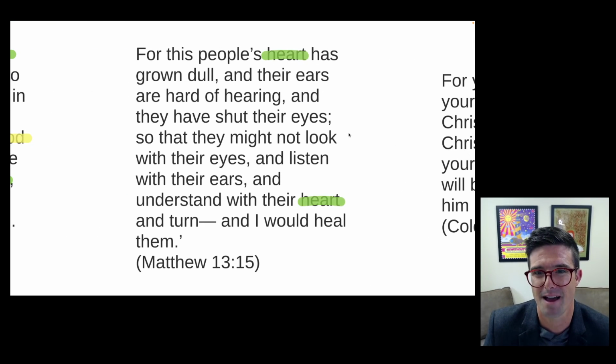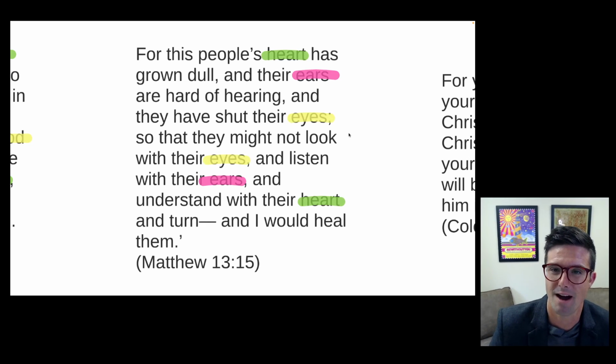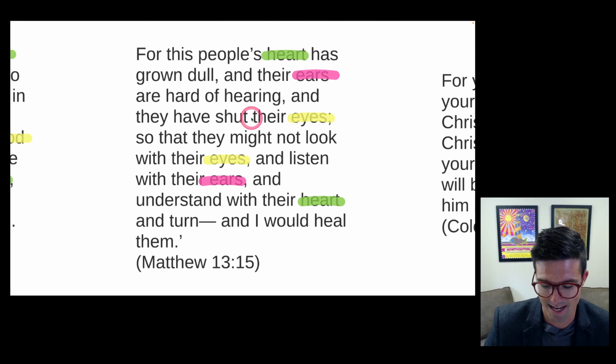Our next passage, Matthew 13, we have a repetition of heart, we have a repetition of ears, and we have a repetition of eyes. So you can see in this case how we do have the outsides paralleled, and as we move in, they continue to be paralleled so that our focus is on the eyes and on looking.